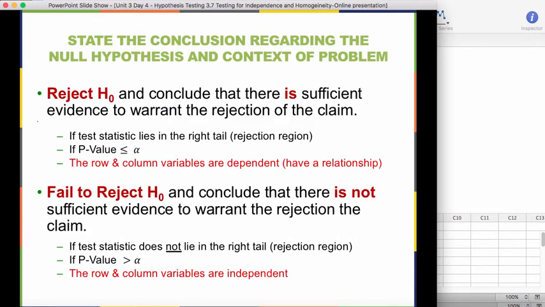And again, a couple of things. In the particular case of independence, there are two possibilities. Either we reject the null hypothesis and conclude that there is sufficient evidence to warrant rejection of the claim, or we fail to reject the null hypothesis and conclude there's not sufficient evidence to warrant the rejection of the claim. Now, rejecting the null hypothesis means that there's some relationship between the row and column variables. They are dependent. If you fail to reject the null hypothesis, this would imply that the row and column variables are independent, meaning that they have nothing to do with each other.